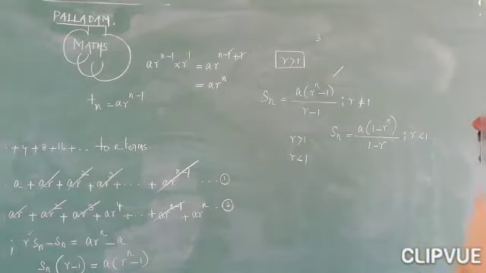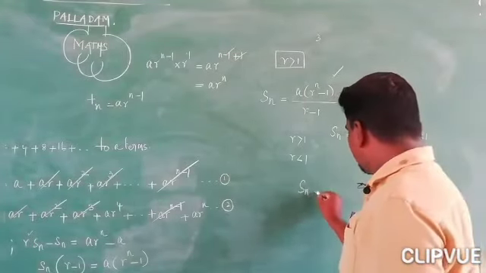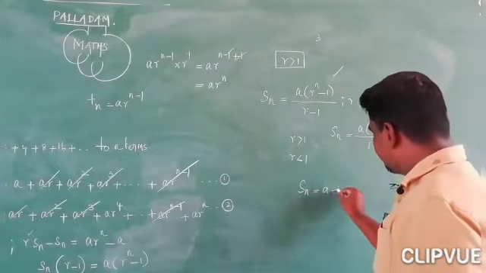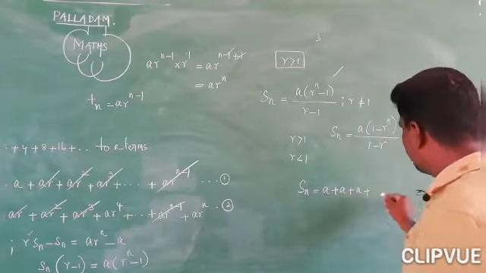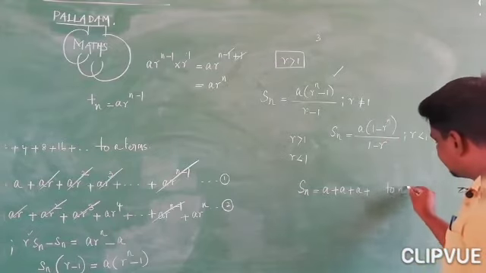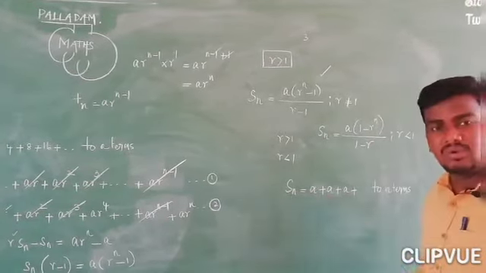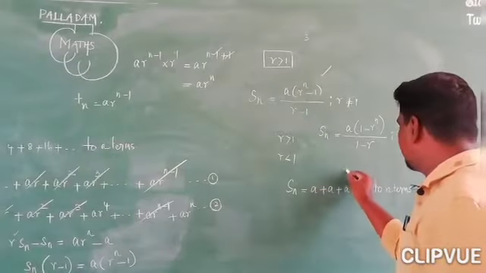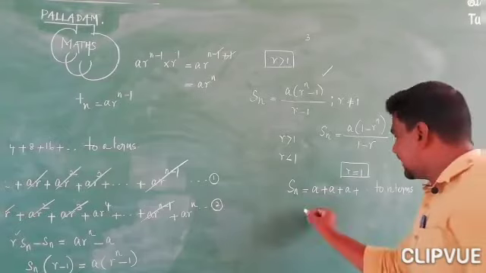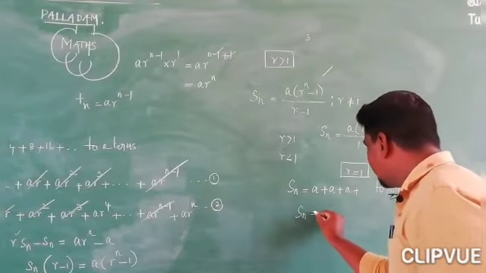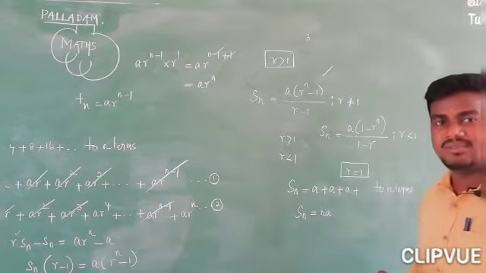And one more formula: if Sn equals a plus a plus a and so on to n terms, here r is equal to 1. So if r is equal to 1, we can take the formula Sn equals n times a.